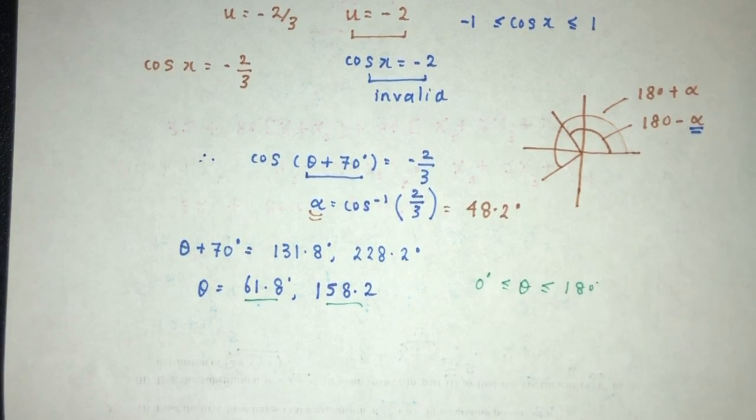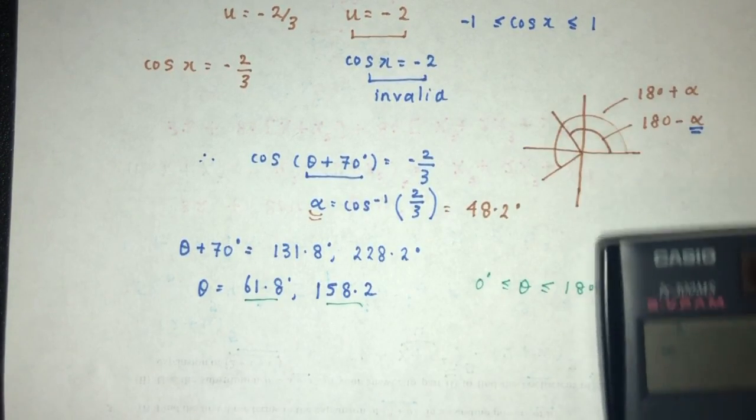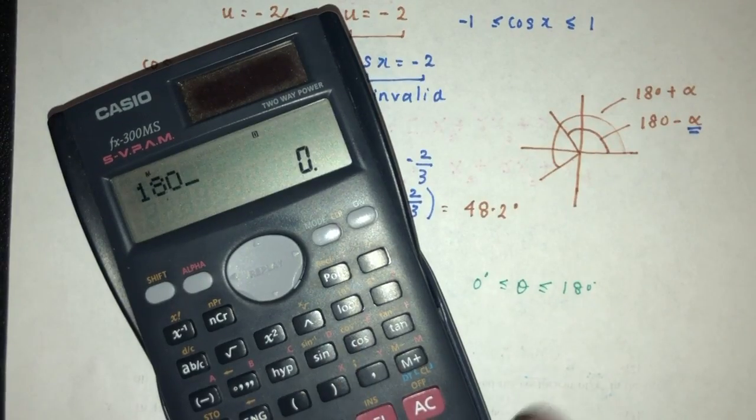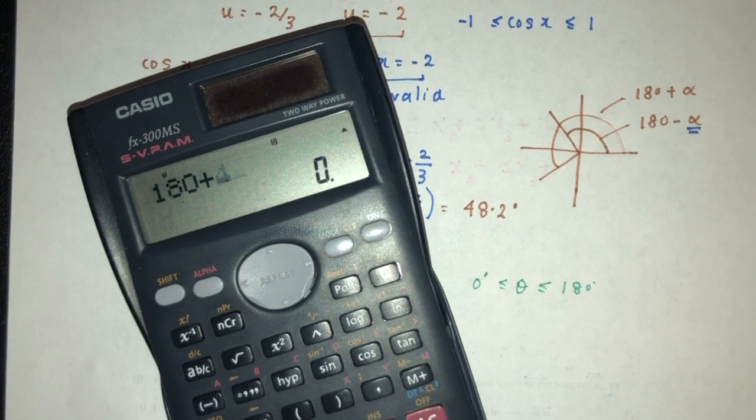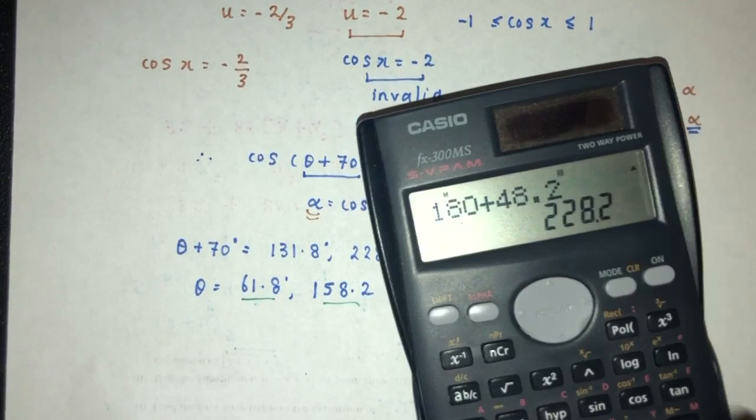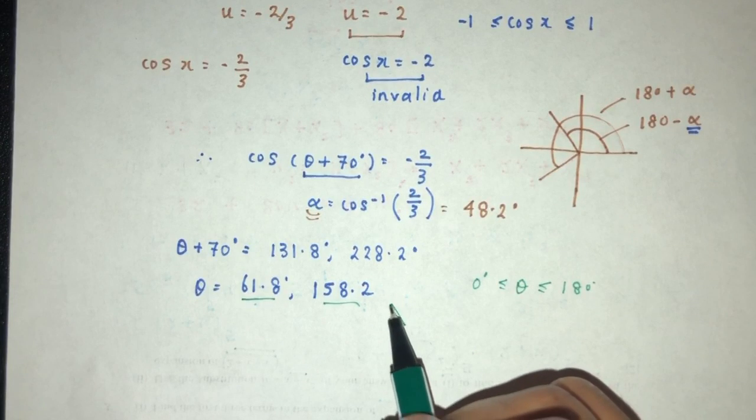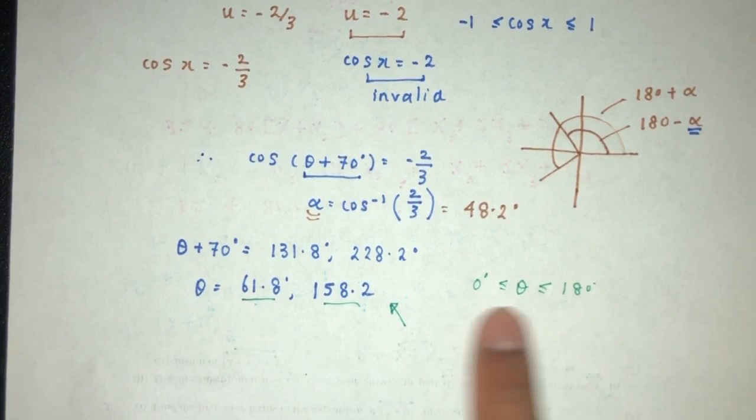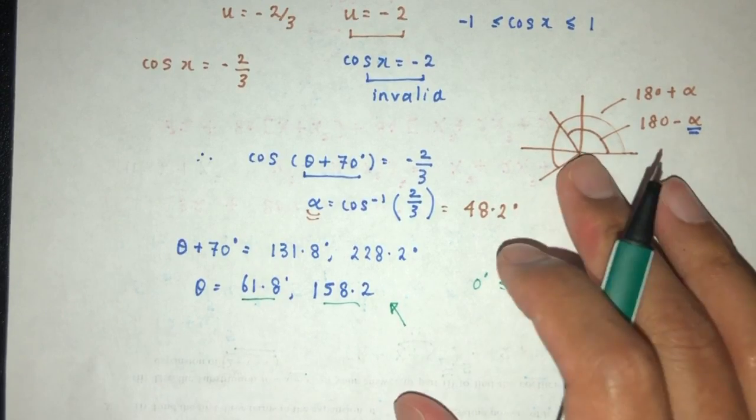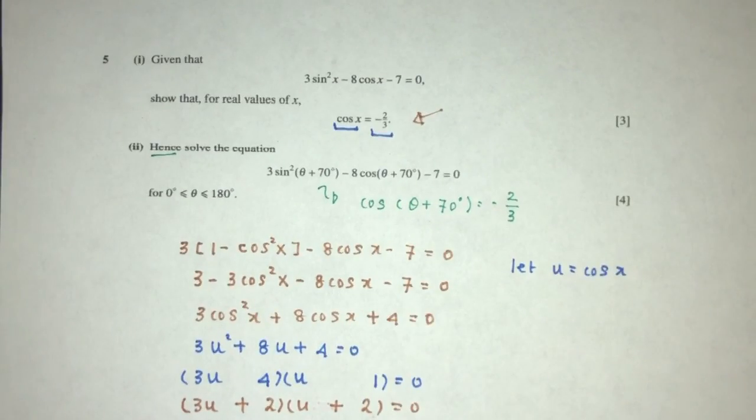and 180. So double check. For this one should be 180 minus 48.2, that is correct, and also the other one will be 180 plus 48.2, and that is also correct. So yep, that should be the value of theta. Okay, that is 61.8 and 158.2 for theta between 0 and 180. That is also very important, so we don't have to provide values outside of the domain needed. That will be part 2 of your question.